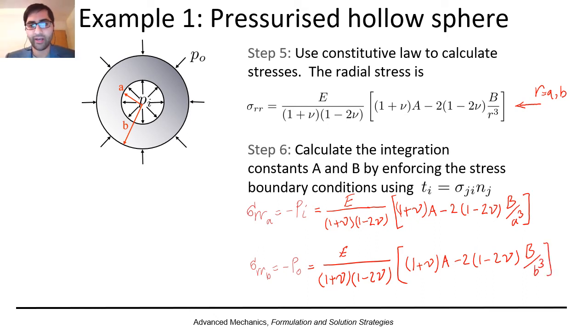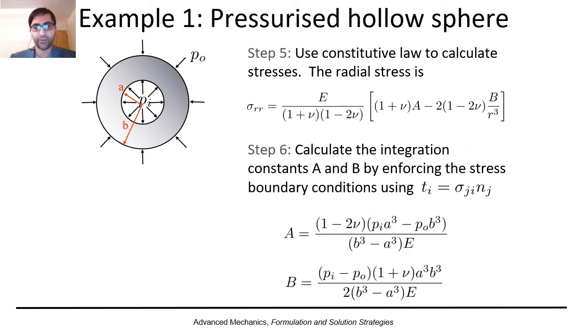Okay, here we have two equations with two unknowns, A and B, that we can solve, and the result is A equal to 1 minus 2 nu multiplied by p_i a to the power of 3 minus p_o b to the power of 3, divided by b to the power of 3 minus a to the power of 3, multiplied by E. And the same we can find for B, this relation based on p_i, p_o, a, and b.